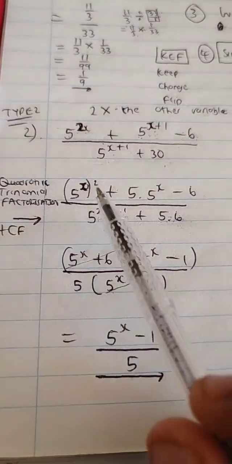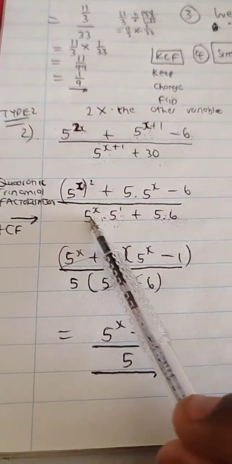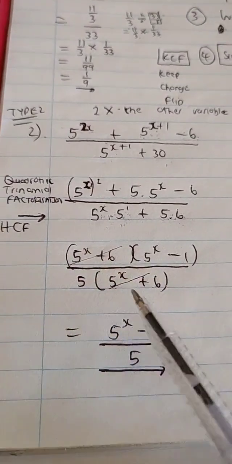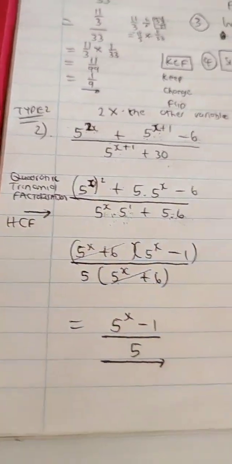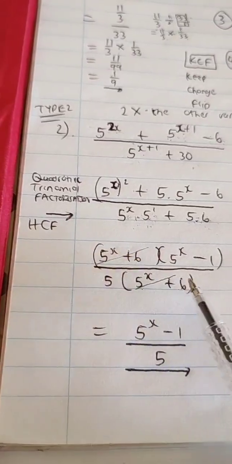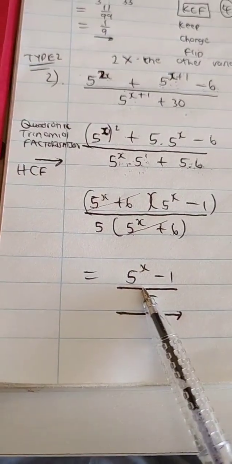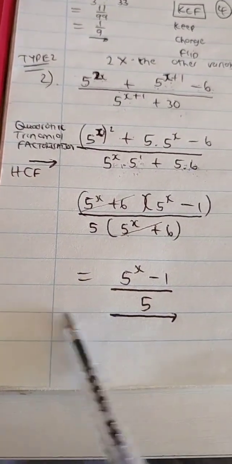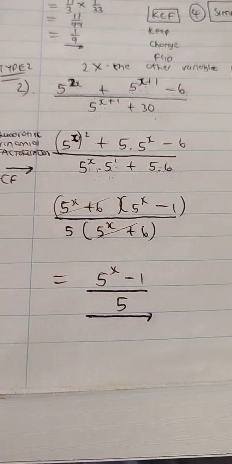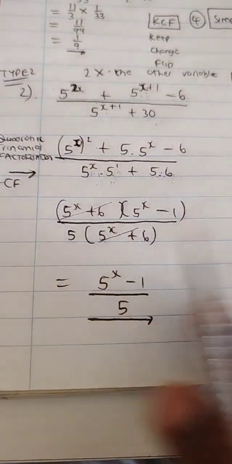By factorizing, we've taken 3 terms and made it 1 term. By factorizing the denominator, we've taken 2 terms and made it 1 term. That's what allows cancellation to happen. We can cancel 5 to the power x plus 6 as a bracket with this one. What gets left behind in the numerator? 5 to the power x minus 1. What gets left behind in the denominator? 5. This is our final answer. Can we simplify further? No. No, we can't. This is the simplified answer, and we leave it like this.